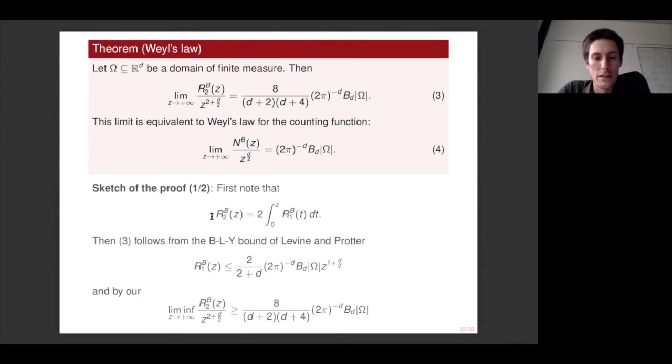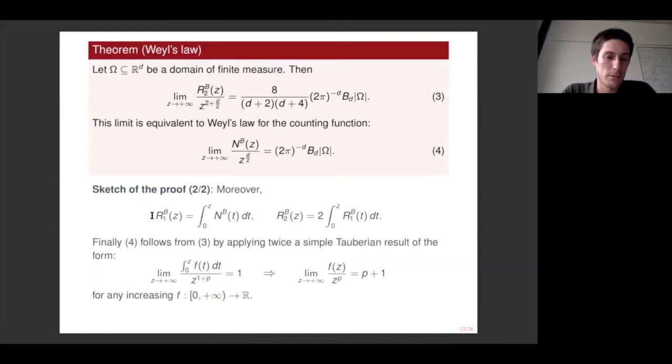Since R2 is nothing else than 2 times the integral of the first Riesz mean, by integrating the Berezin-Li-Yau bound of Levine and Protter, one can get an upper bound for the second Riesz mean. And also by the lower bound we have proved for the second Riesz mean, we immediately obtain the Weyl law for R2.